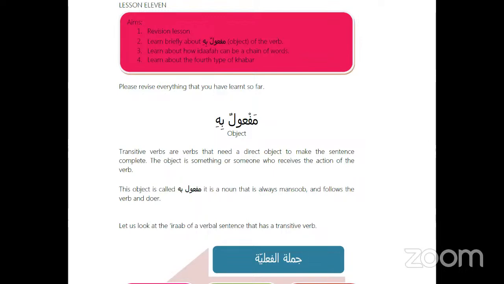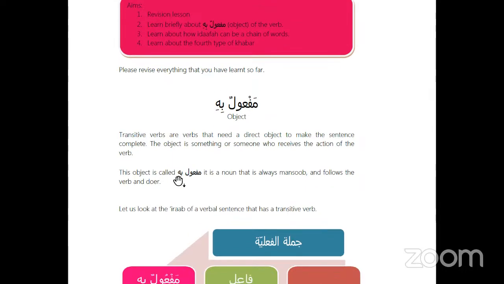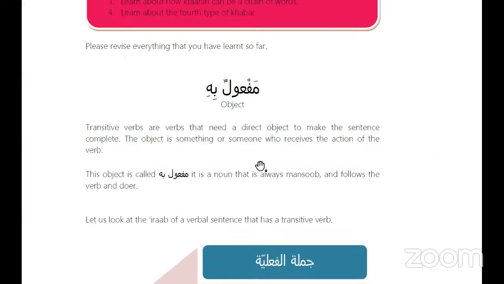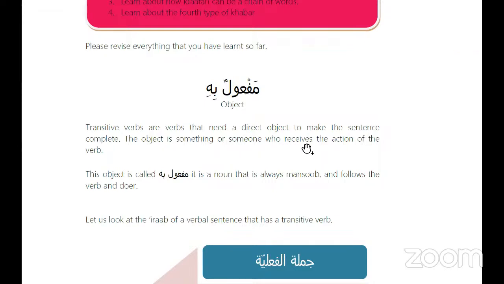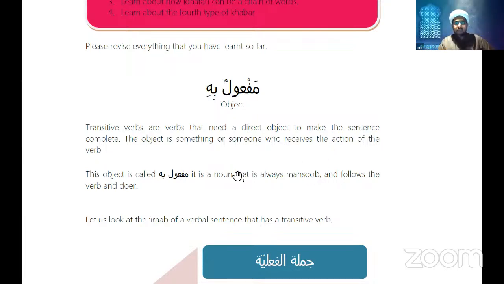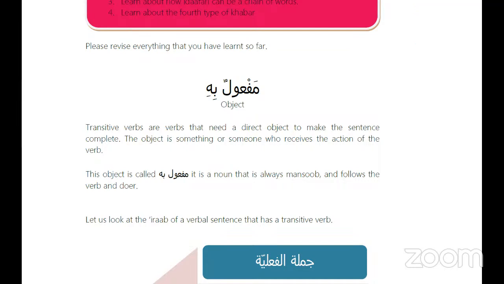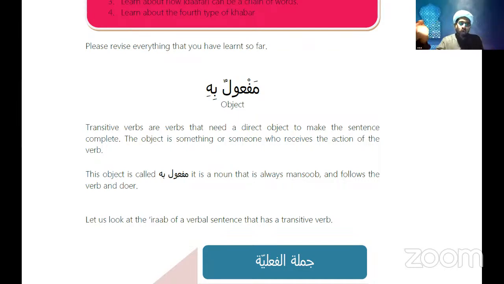Maf'ul, maf'ulun bihi, object. Transitive verbs are verbs that need a direct object to make the sentence complete. The object is something or someone who receives the action of the verb. In other words, it means upon whom. Yeah, jiski upar amal kiya gaya. Maf'ulun bihi, upon whom the action has been done.